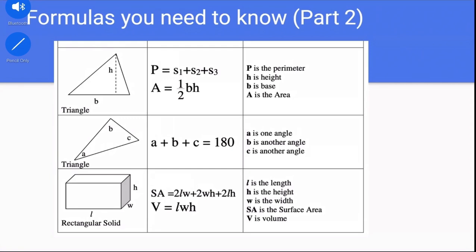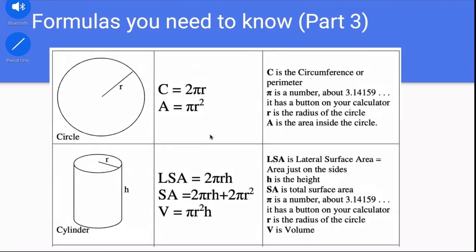For triangles, it's A plus B plus C, which is all the angle measures, and for rectangular prisms, surface area equals 2L plus 2W plus 2LH, and volume is L plus W plus H. Okay, moving on to circles and cylinders.